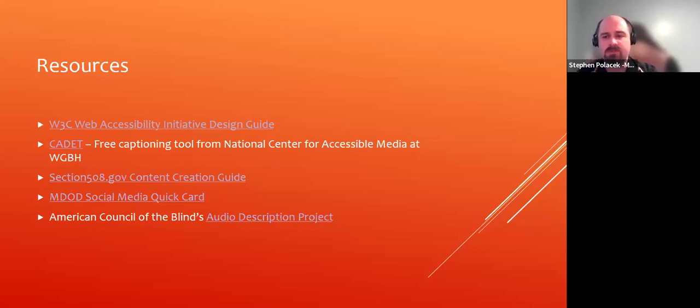Section508.gov, which is the federal government's website for accessibility and Section 508 in the government, has a content creation guide. It covers Word, PDFs, PowerPoint, Excel, video, audio creation, and social media.